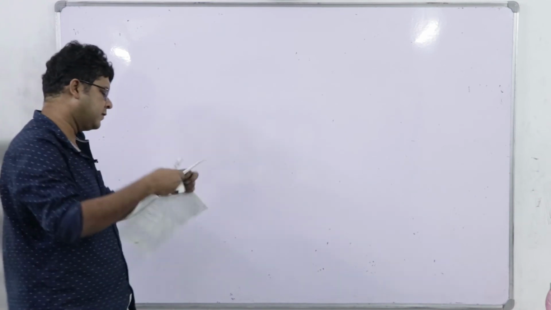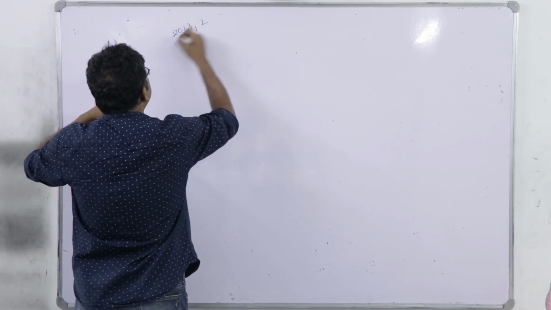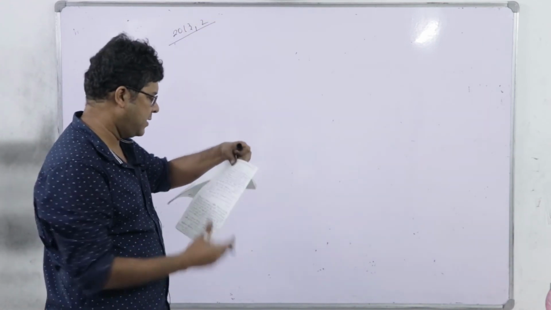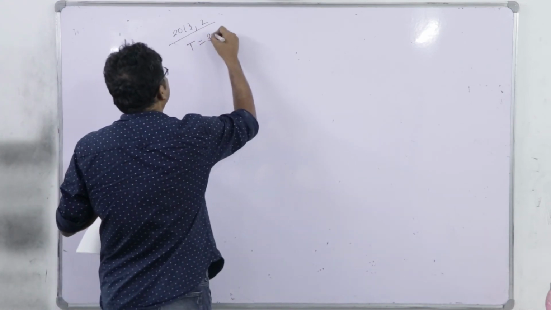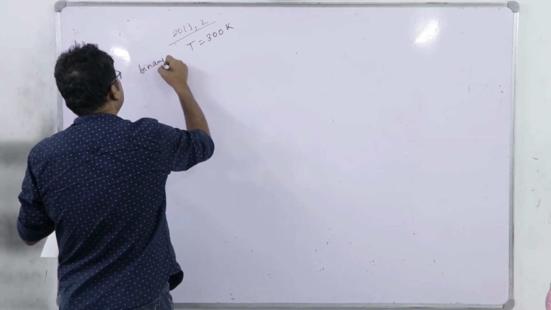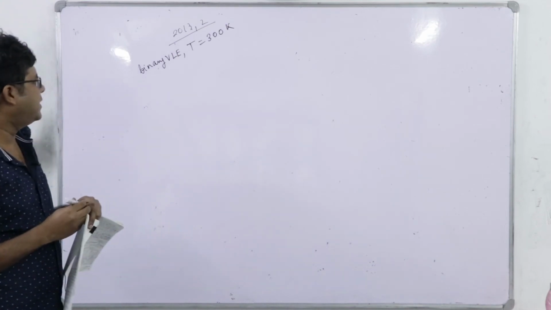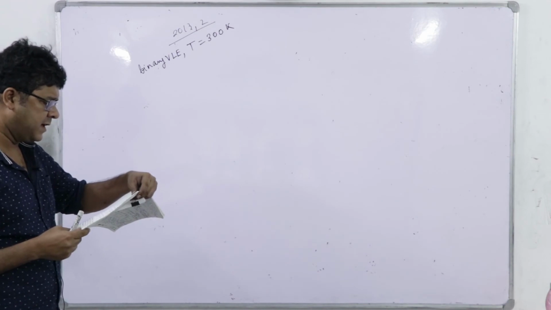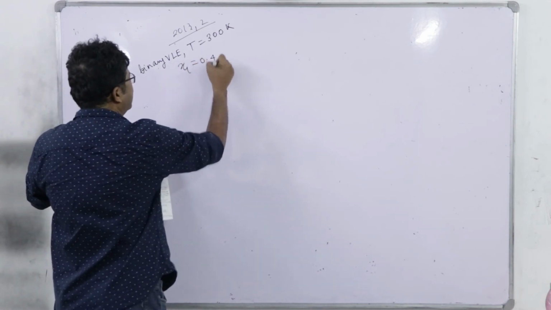Okay, this is a 2013, 2 marks GATE problem. A binary liquid mixture is in equilibrium with a vapor at 300 Kelvin, binary VLE, right. It is a binary VLE. The liquid mole fraction x1 of species 1, x1 is 0.4.